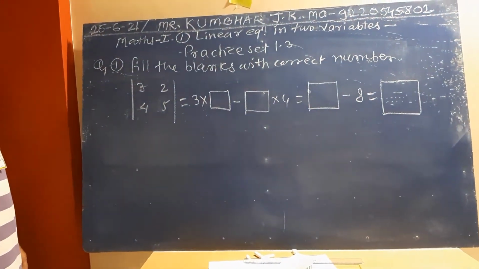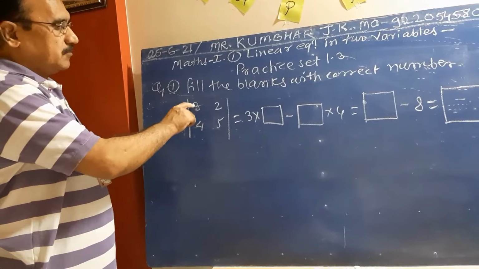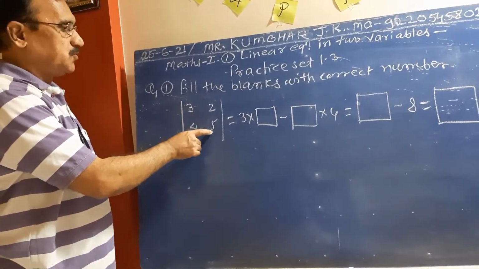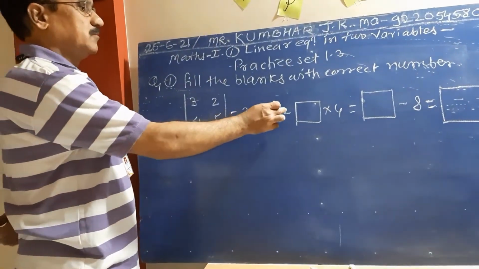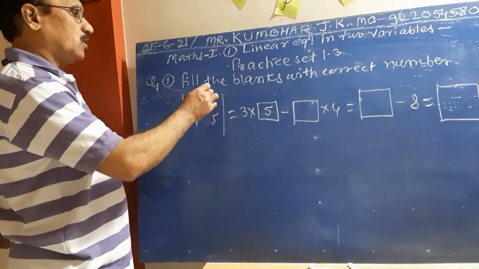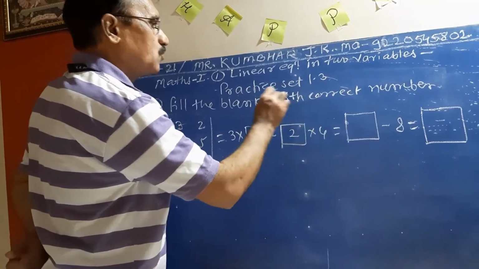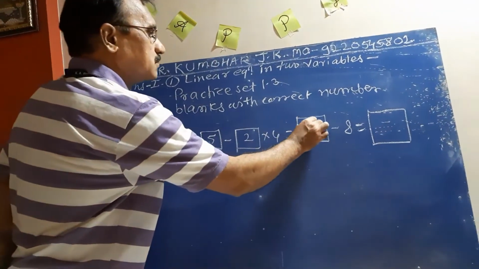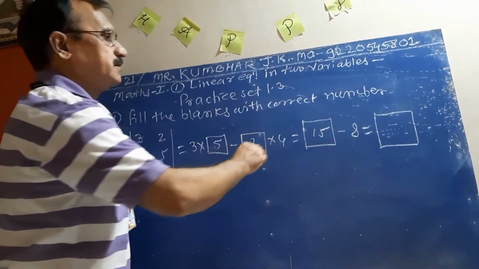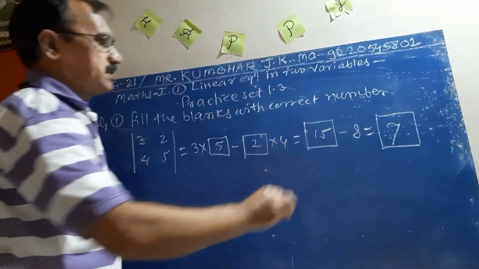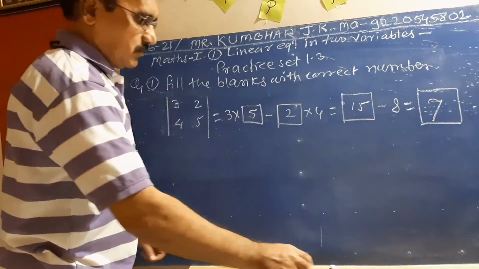We have to fill the empty boxes from the given determinant. We know the formula for finding the value of a determinant. Multiplication of these two numbers means 3 into 5. So in the first box we can write 5, minus 4 into 2 or 2 into 4. That means 4 is here, so here 2 into 4. Now 3 fives are 15, and 2 fours are 8, which is already given. 15 minus 8, the subtraction is 7. That is the answer of filling the boxes.